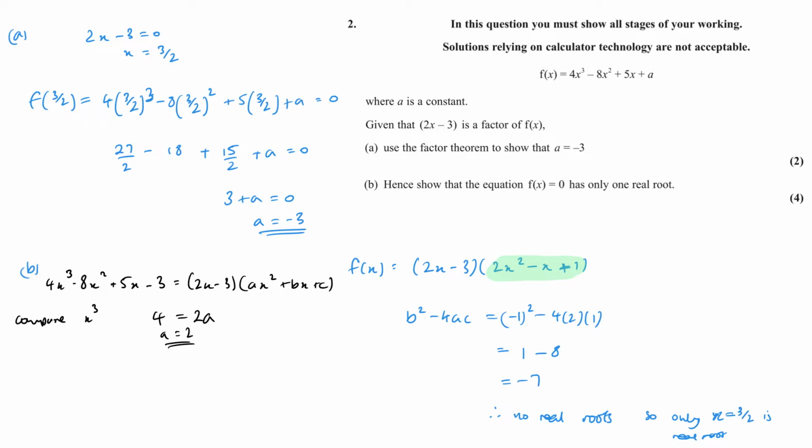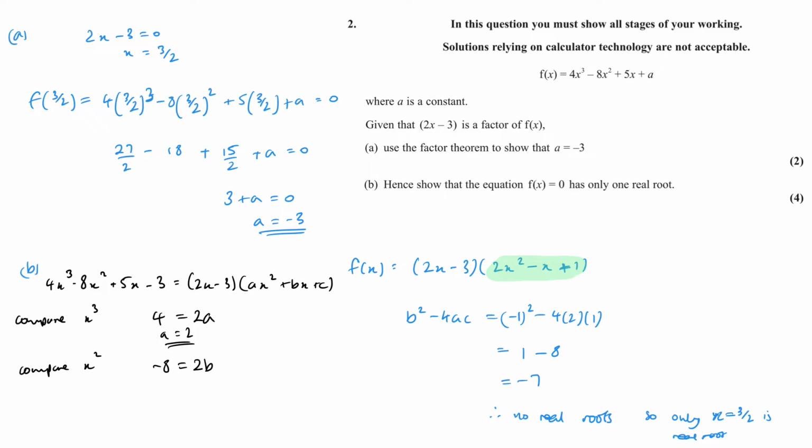Next we compare coefficients of x squared. On the left we have minus 8. Now on the right we have 2x times bx. That'll give me 2bx squared.